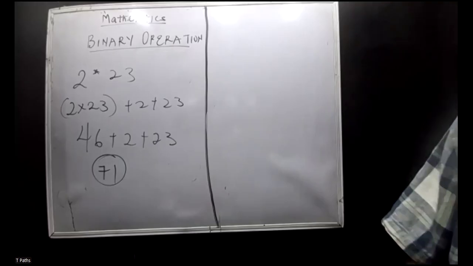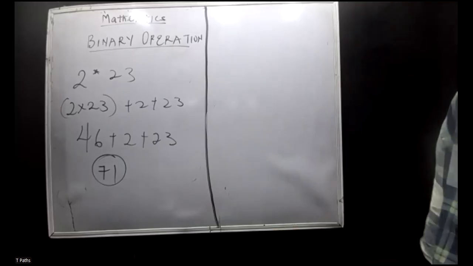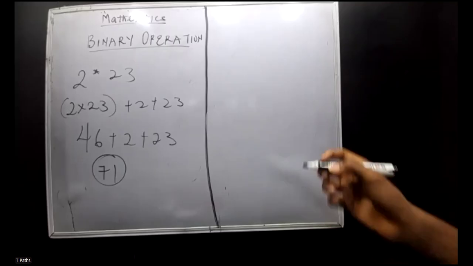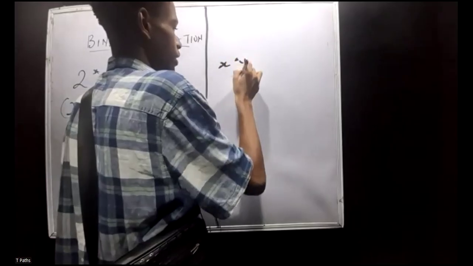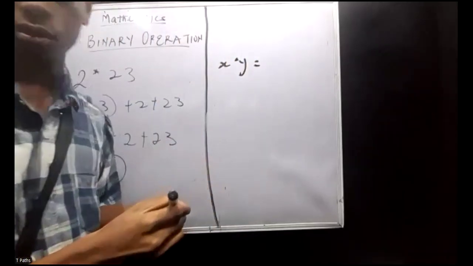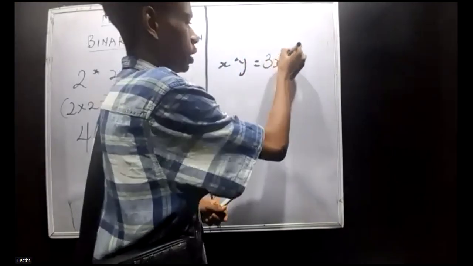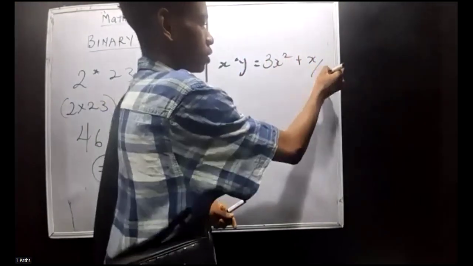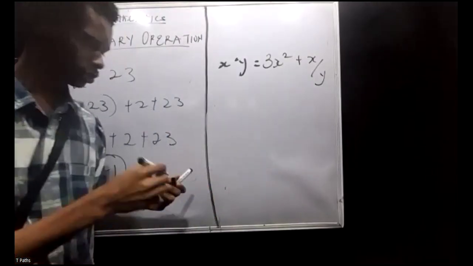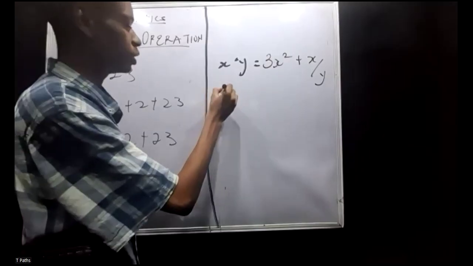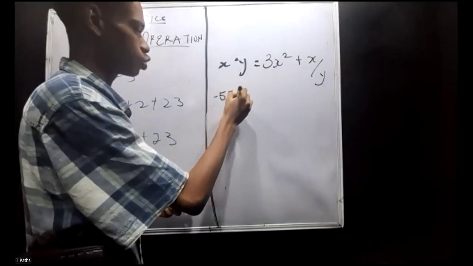So the question says the binary operation X operation Y is defined by 3x squared plus x over y. Now the question says, what will be the value of minus 5 operation 2?